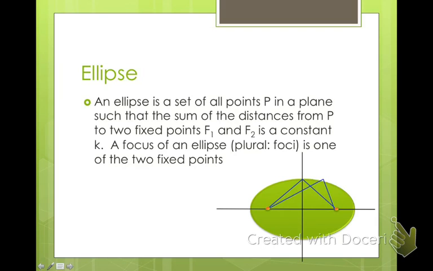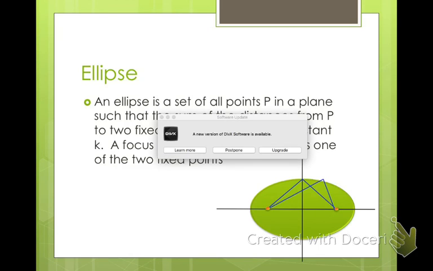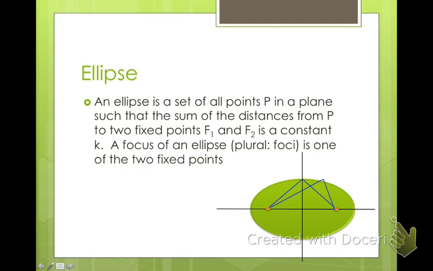Alright, so here's an ellipse. Just in general, an ellipse is a set of all points P in a plane such that the sum of the distance from P to two fixed points F1 and F2, that's these orange dots here, F stands for foci, is a constant K. A focus of an ellipse, plural foci, is one of the two fixed points.